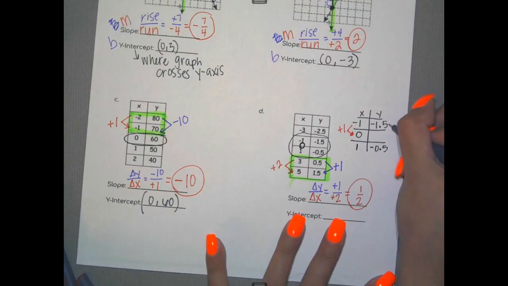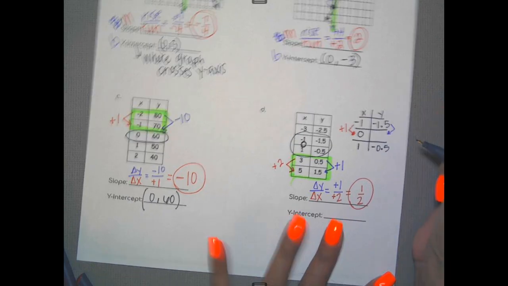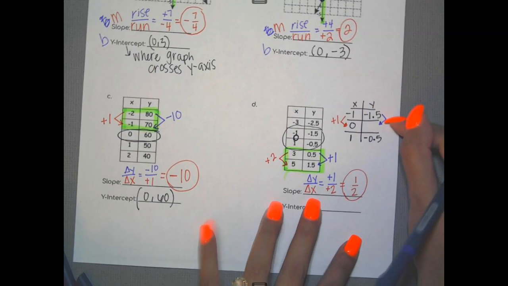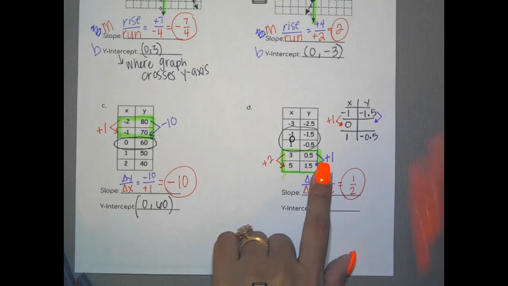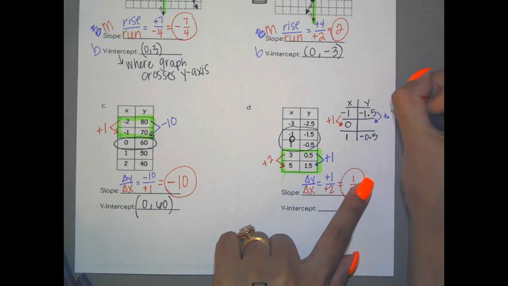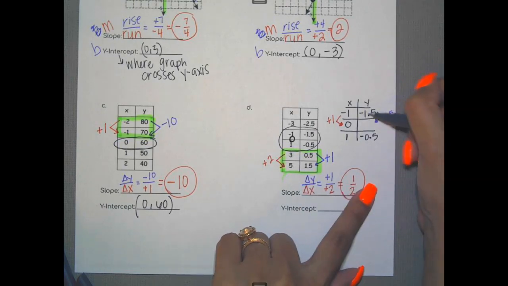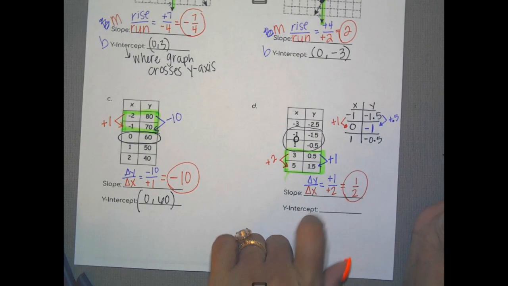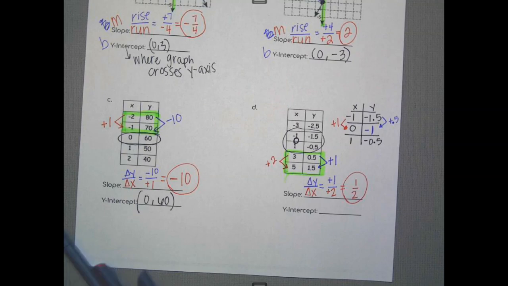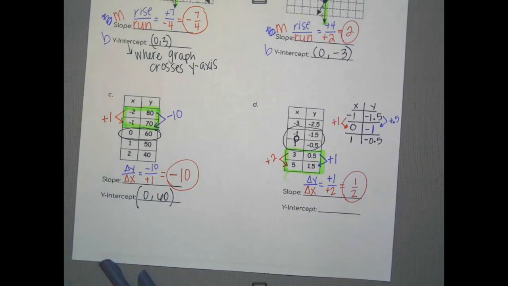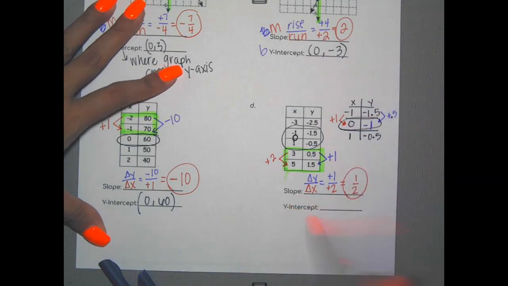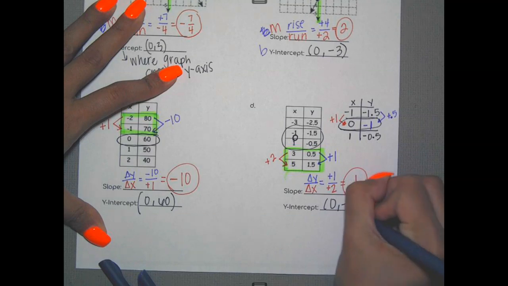So then when I'm finding my change in y, I notice that 1 is half of 2. So instead of increasing by 1, I'm going to increase by half of that, or 0.5. So -1.5 plus 0.5 would give me -1. So now in my table, I do have 0 in my x column. So my y-intercept would be (0, -1).